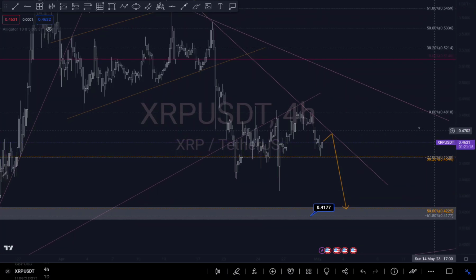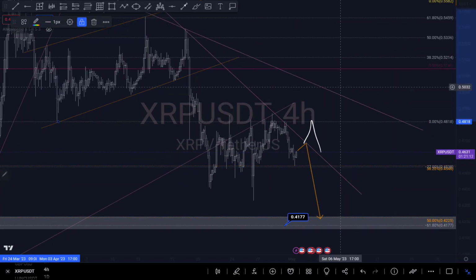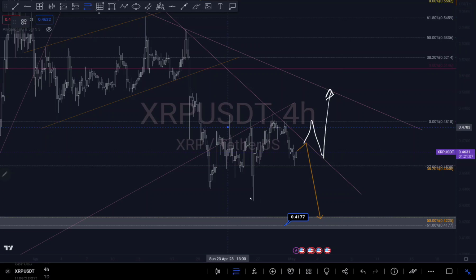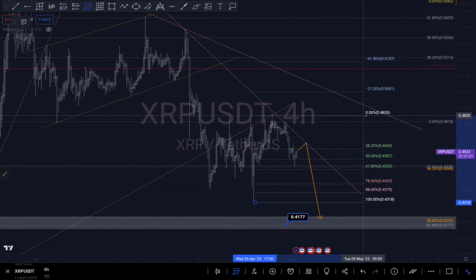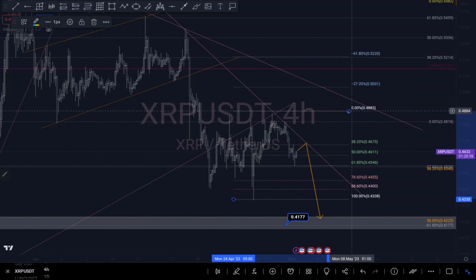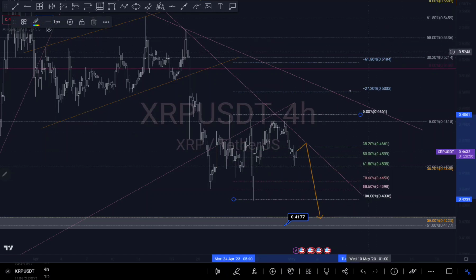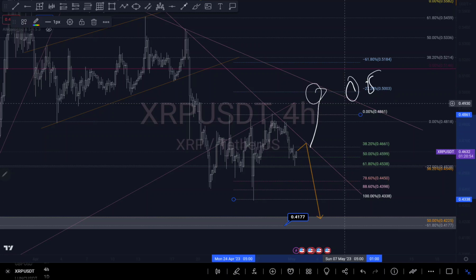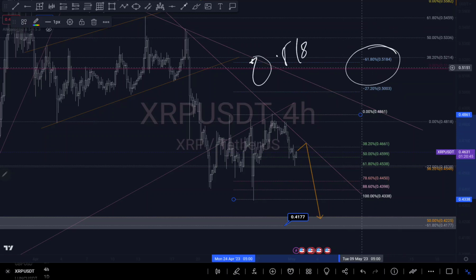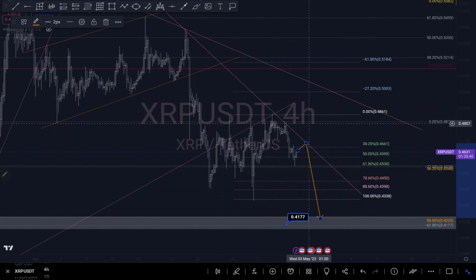But if we go above this trend line, retest and move to the upside, let me draw my fib around this level. If you move above, I see it's coming up to this target right here, which is around 0.5003 to my 61.8% fib level, which is around 0.5184. So we just have to wait and see what it's doing.